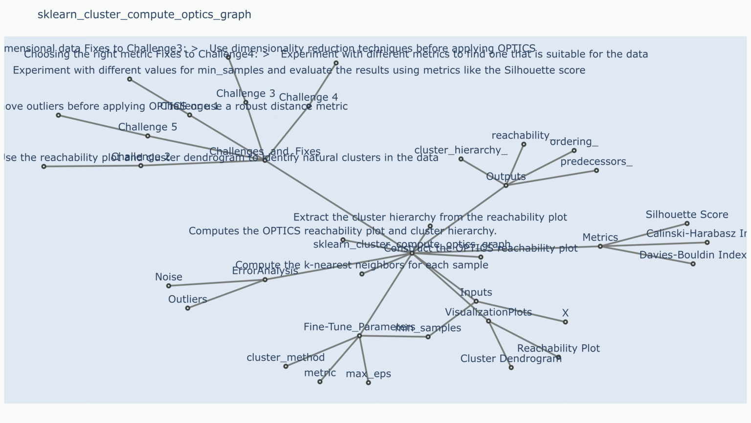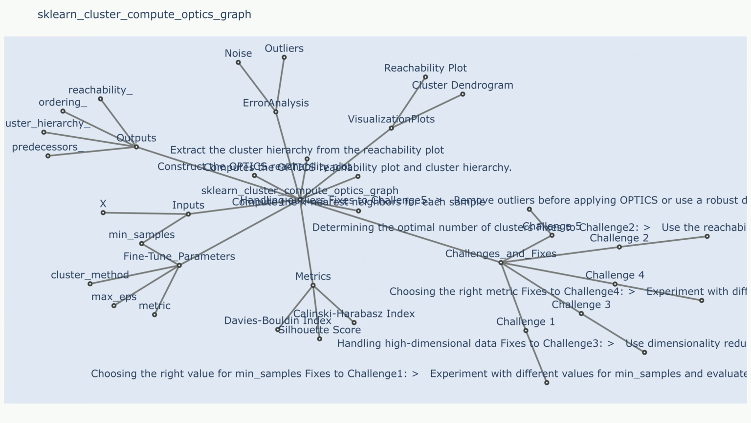Predecessors. A 1D NumPy array containing the predecessor indices for each data point. The predecessor index for a data point refers to the index of the point that led to its inclusion in the cluster. Ordering. A 1D NumPy array containing the ordering of data points as determined by the OPTICS algorithm. This ordering reflects the density-based structure of the data.